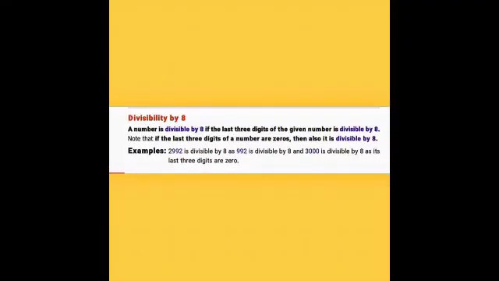The next is divisibility by 8. A number is divisible by 8 if the last 3 digits of the given number are divisible by 8. The same thing as for 4, but here we move on to 3 digits: hundreds place, tens place and ones place. The last 3 digit number should be divisible by 8, and then the whole number is divisible by 8. Consider the example 2992. In this, the last 3 digits are 992. 992 is divisible by 8, so 2992 is divisible by 8.